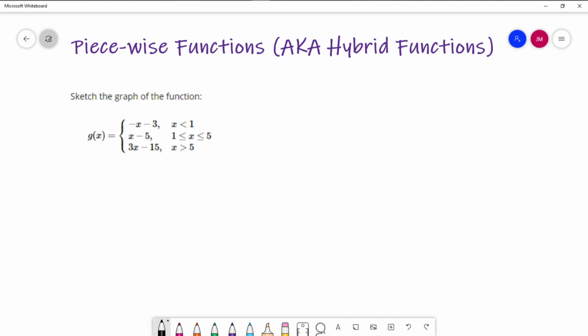Welcome back. This lesson we're going to be looking at piecewise functions, also known as hybrid functions. Now, the notation might look a little bit confusing at first, but if we look at it one line at a time, so I've started off with an example, done this video a little bit differently.